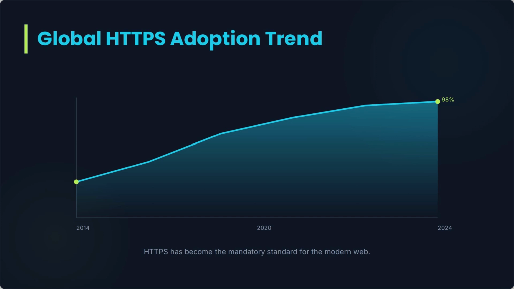Global HTTPS adoption trend. If we look at the data over the last decade, the change is staggering. In 2014, only about a third of the web was encrypted. Today, thanks to efforts from companies like Google and Mozilla, nearly 98% of all web traffic is encrypted. HTTPS is no longer an option for high-security sites like banks. It is now the mandatory standard for every blog, shop, and social network on the planet.